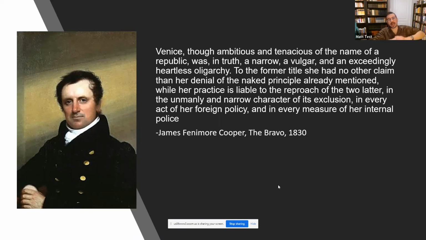Within the book, which I admit as a disclaimer I have not read, but I do thank Cynthia for pulling out these quotes, he does point out that Venice, though ambitious and tenacious of the name of a republic, was in truth a narrow, a vulgar, and an exceedingly heartless oligarchy. To the former title she had no other claim than her denial of the naked principle already mentioned, while her practice is liable to the reproach of the two latter in the unmanly and narrow character of its exclusion in every act of her foreign policy and in every measure of her internal police.